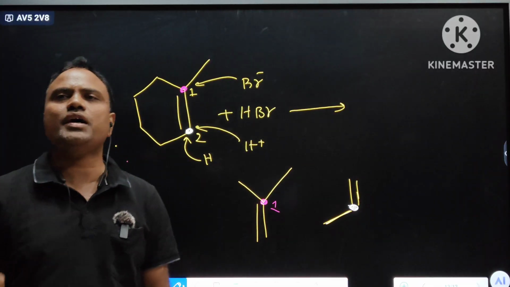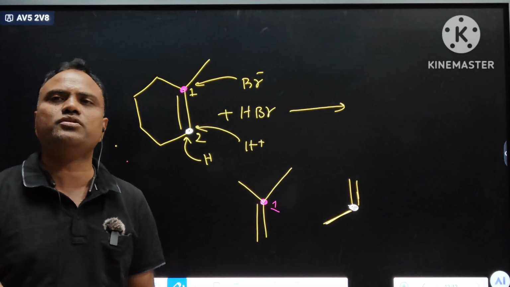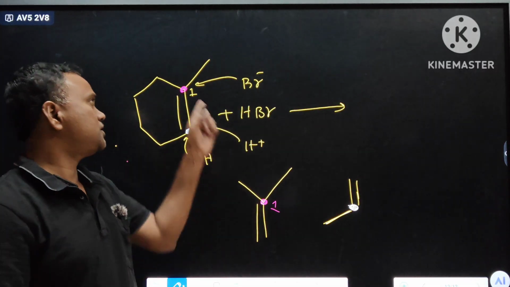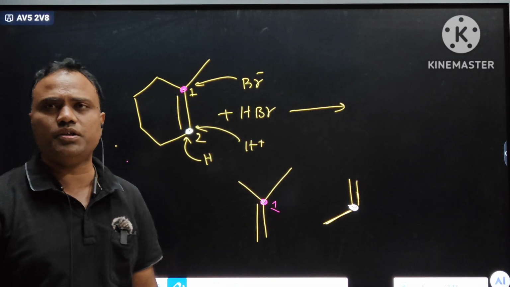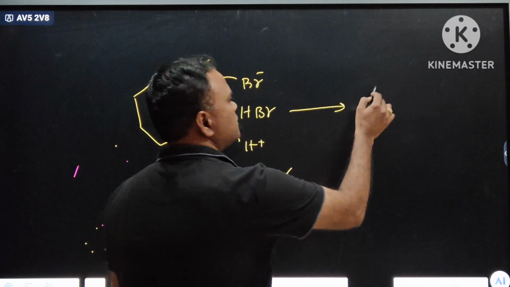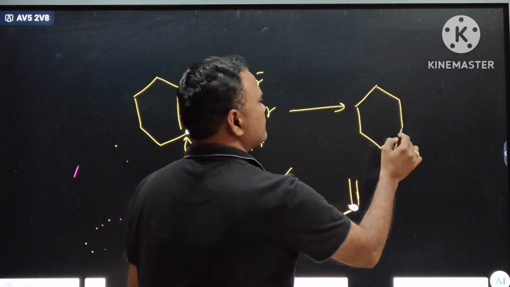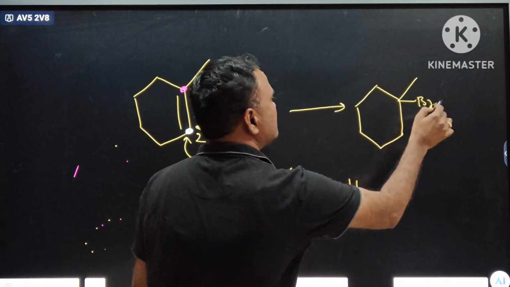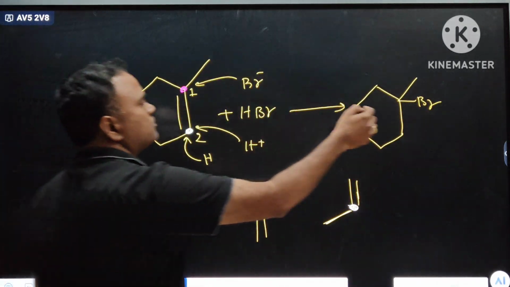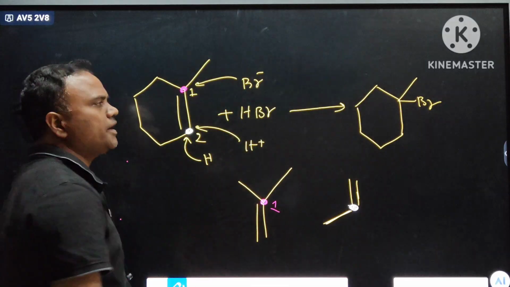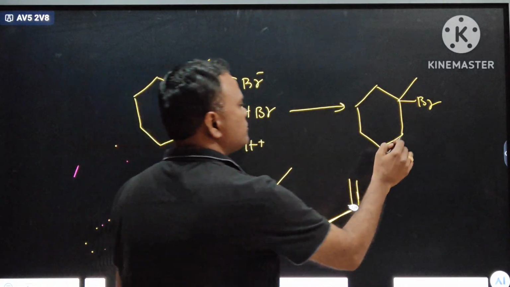Negative part of the reagent adds to carbon with a less number of hydrogens or 0 number. This is not having any hydrogen. At first carbon there is no hydrogen. So this will be the product. This methyl will come in the product. Methyl and Br. Additionally we are adding Br and hydrogen.